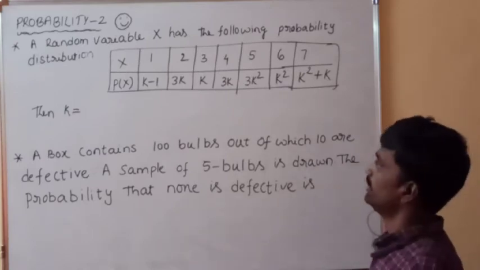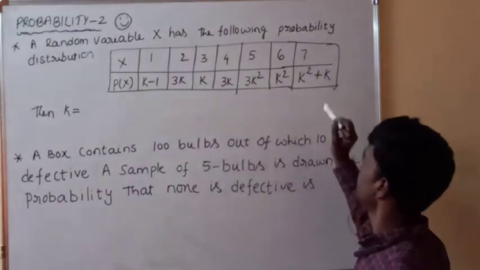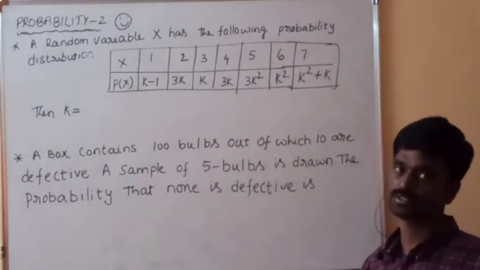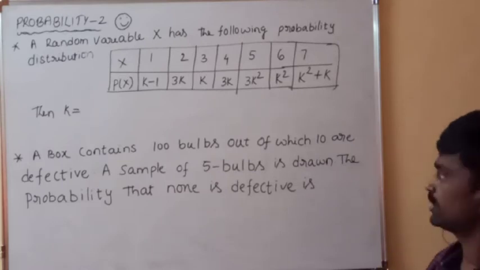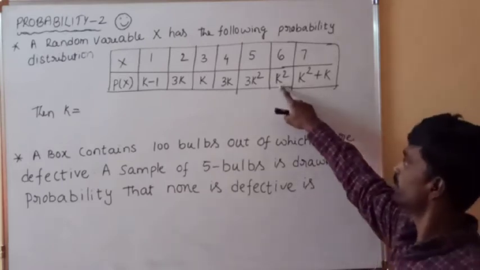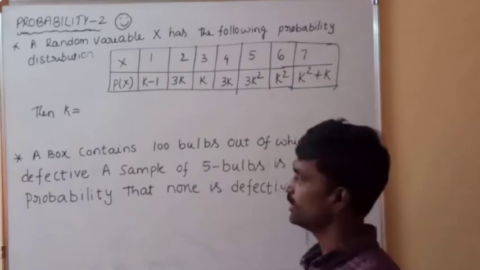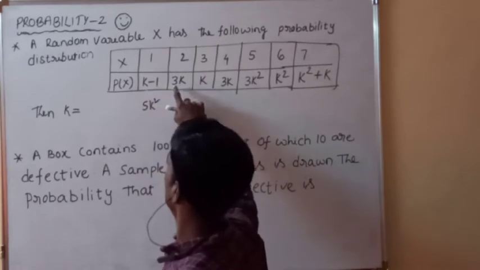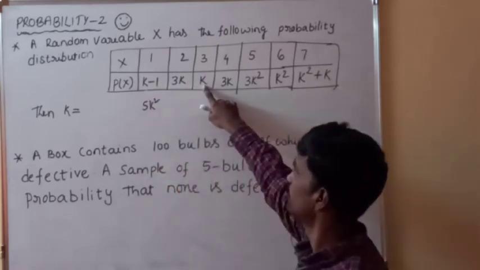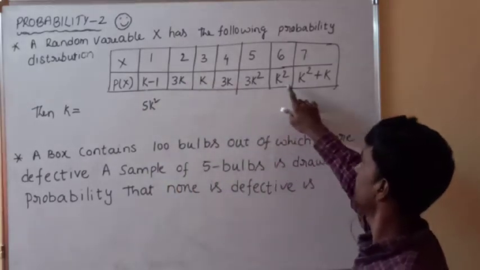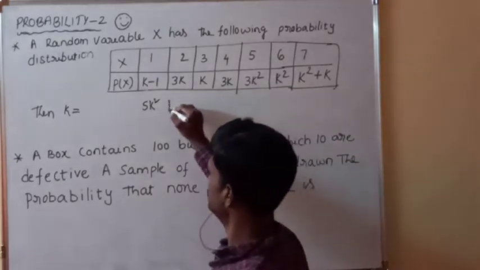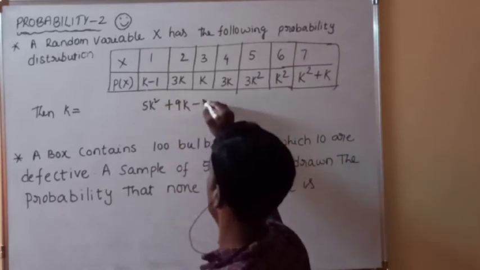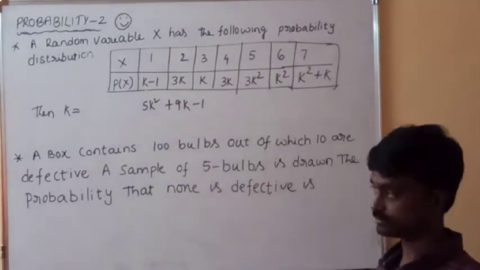See, I am adding directly here. If you observe all these probabilities, the maximum power we have is k power 2, next k terms, next constant terms. First you add the k square terms. Here k square is there, here k square is there, here 3k square is there. On adding, you will get 5k square. Next, k plus 3k is 4k, plus k is 5k, plus 3k is 8k, plus k is 9k. And the constant term, here only the constant term minus 1. This is the sum of the probabilities.